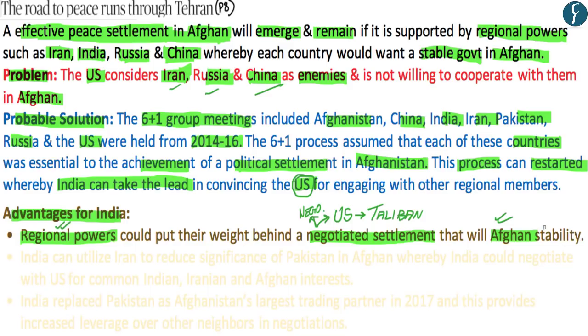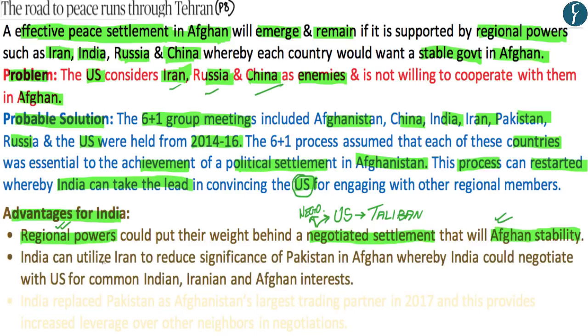And thereby, what this would do was ensure the stability of any form of negotiated settlement for Afghanistan. The second main advantage that the author is highlighting is that India can utilize Iran to reduce the significance of Pakistan in Afghan politics. Now, as you already understand, what is currently happening is that in the negotiations between the United States and Taliban, Pakistan is playing a major role in conducting these negotiations.